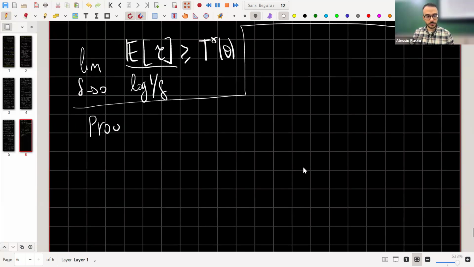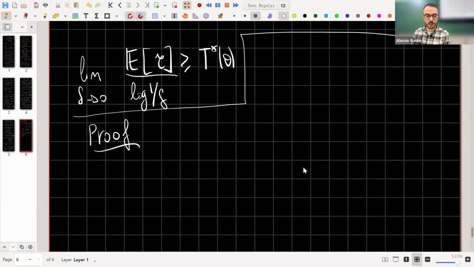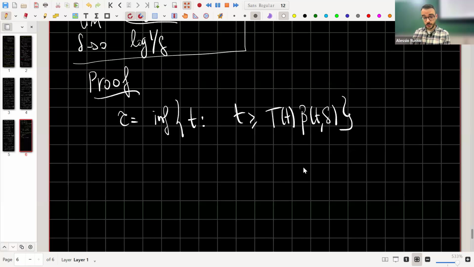Okay, so the proof. And after this, we are done and we can go. The proof relies on the continuity of the characteristic time, the empirical characteristic time. So we know that tau is the infimum. We know that this quantity is continuous, and we also know that it will converge to T*(theta).